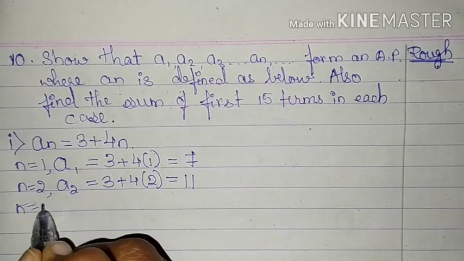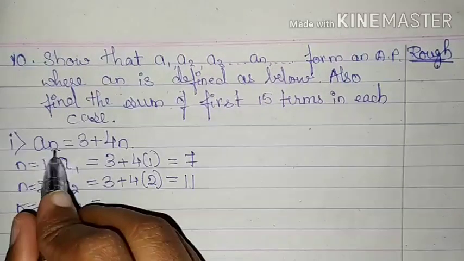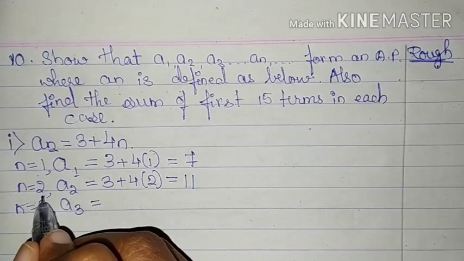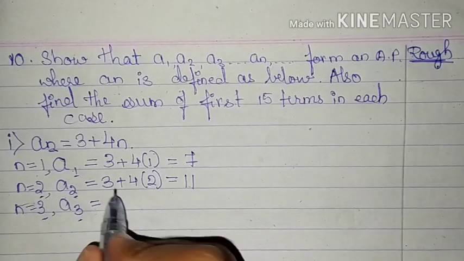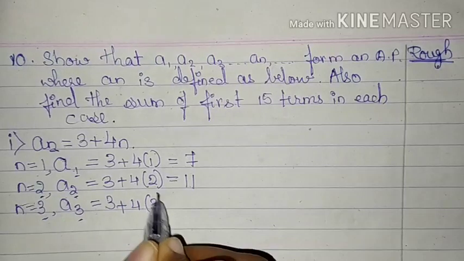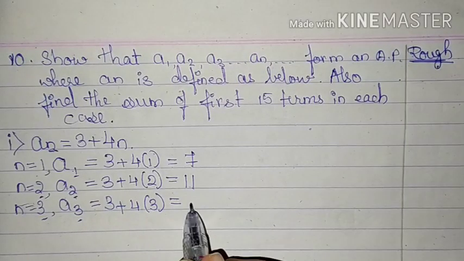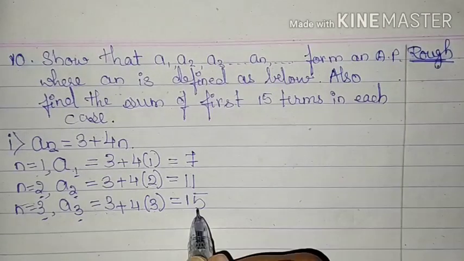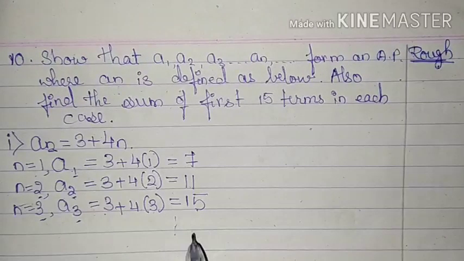When n is equal to 3, a3 is equal to, because I am putting n is equal to 1, n is equal to 2, and similarly n is equal to 3. So which is nothing but 3 plus 4 into 3. I am just replacing n by the natural numbers. Then this is nothing but 15. 4 3s are 12, 12 plus 3, 15. And it goes on like that up to an.